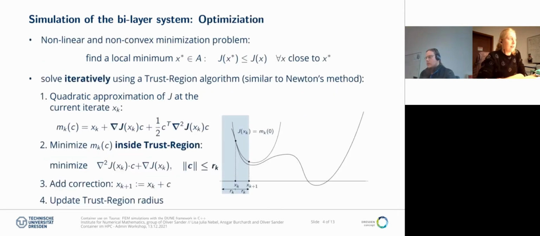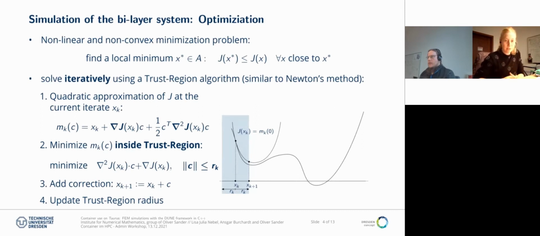Okay. So now we have this nonlinear and non-convex minimization problem where we want to find a local minimum. And unfortunately, as the problem is nonlinear and non-convex, we can't solve that in one step, but we have to solve that iteratively. And we do that using a trust region algorithm. That is an algorithm that is similar to Newton's method. Newton's method, probably some of you know, is used to find the root of a function. The trust region algorithm is used to find a local minimum of a function where you can't directly see where it is. So what we essentially do is we solve it iteratively.